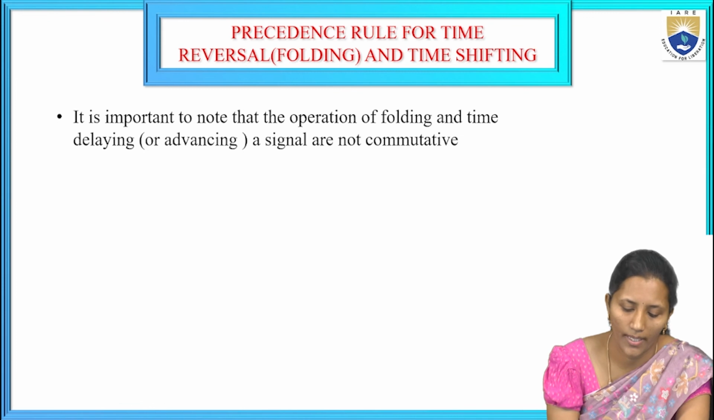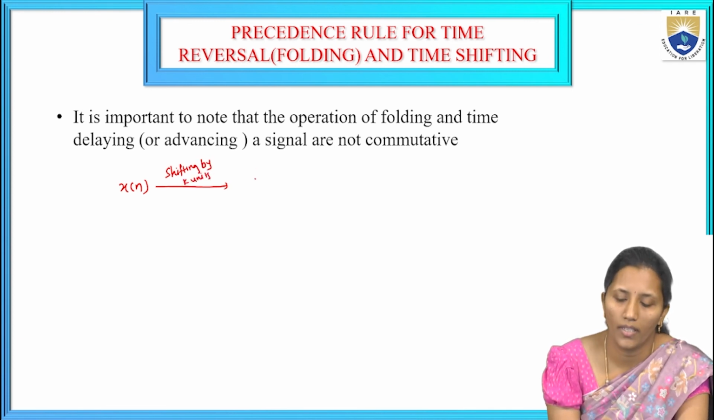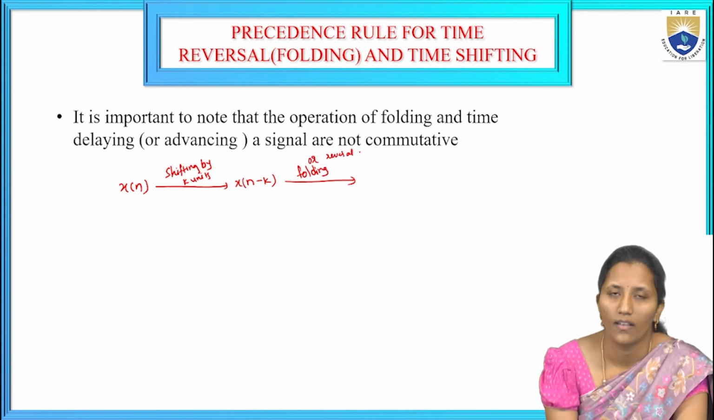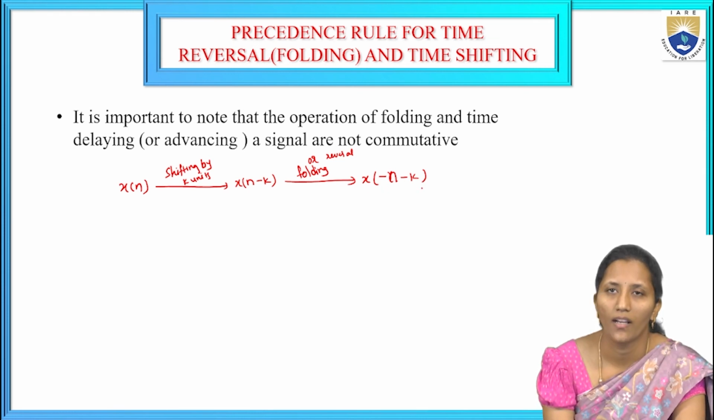So here, for example, I am taking x of n. First, I want to do a shifting operation by k units. This will be denoted as x of n minus k. Then I want to fold this signal, the folding operation, or we can call this the reversal operation of the signal. Then we are going to get x of minus n minus k. Just n is replaced by minus n here. So x of minus n minus k.